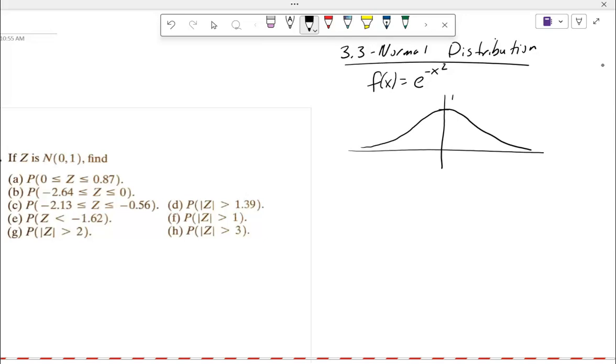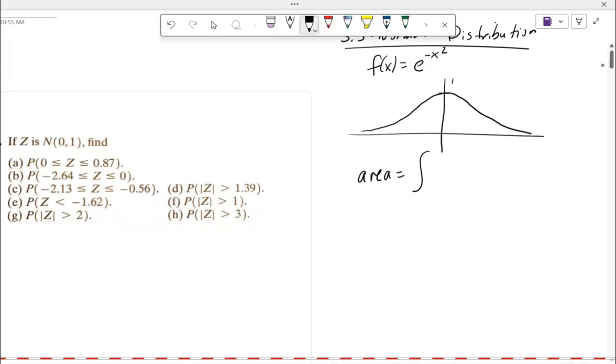This is not a normal distribution because the area under this won't be 1. But we'll have to adjust it to make the area 1, and we'll talk about how we do that here in a minute. But let's talk about how we would actually compute this integral. So if I wanted the area under the curve, you would have to do the integral from negative infinity to infinity of e to the negative x squared dx, right?